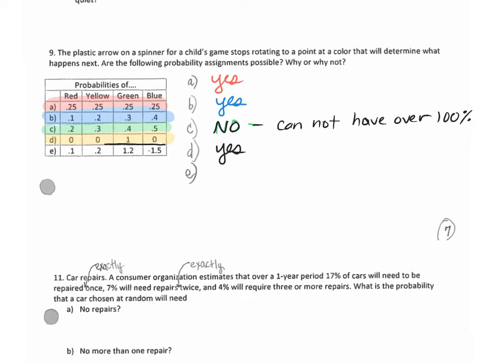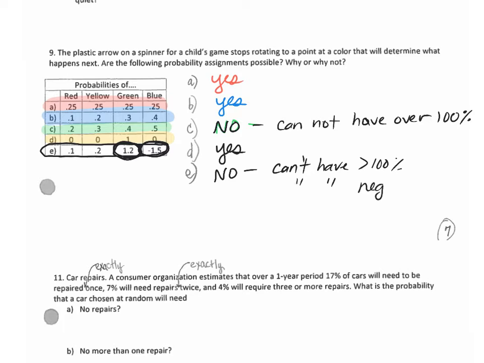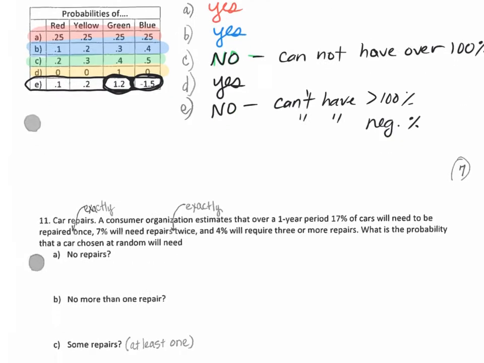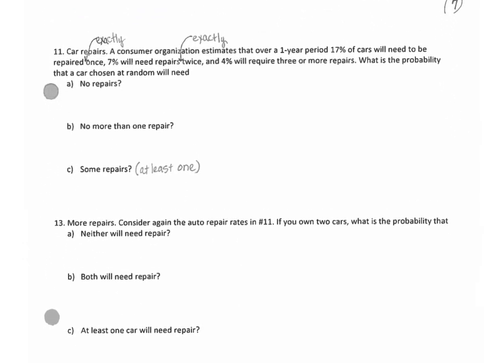Now, this is an interesting one. 0.1 plus 0.2 plus, what does this mean? How much of this spinner is green? 120% of that spinner is green. How much of the spinner is blue? Negative. What? How can you have a negative percent? So is this a possibility? No, because you can't have, of course, over 100%, and you can't have negative percents.